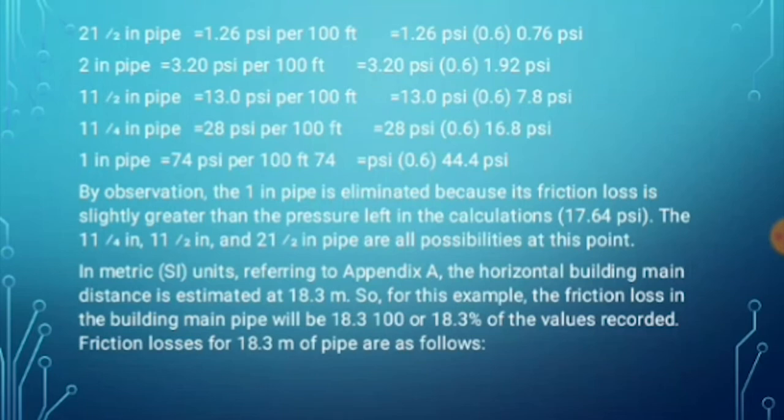The 1¼ inch, 1½ inch, and 2½ inch pipes are all possibilities at this point. In metric units, referring to Appendix A, the horizontal building main distance is estimated at 18.3 meters. So for this example, the friction loss in the building main pipe will be 18.3 percent of the values recorded. Friction losses for 18.3 meters of pipe are as follows.